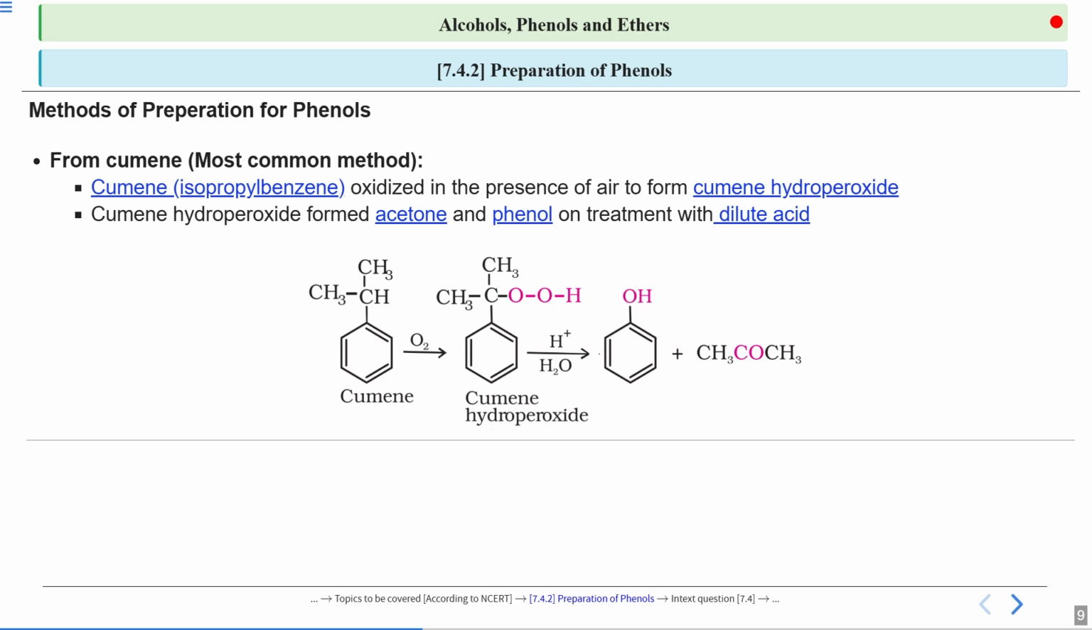Here from cumene, which is called isopropyl benzene, you will see it is oxidized in the presence of air and a peroxide linkage will be formed. And this linkage is unstable. So when you treat it with acid, this gets broken and you get your phenol and the acetone. So I hope all these methods of the preparation of phenols are clear.